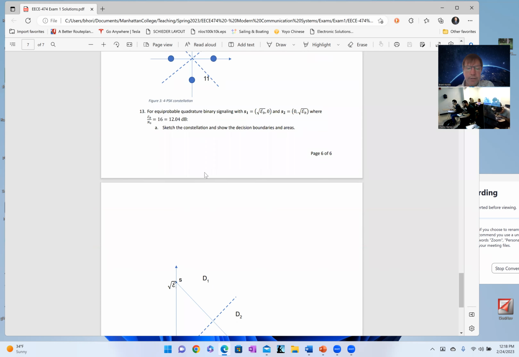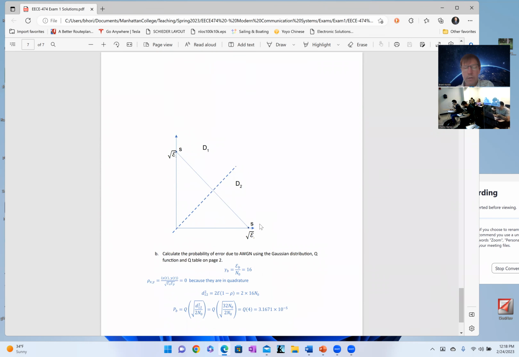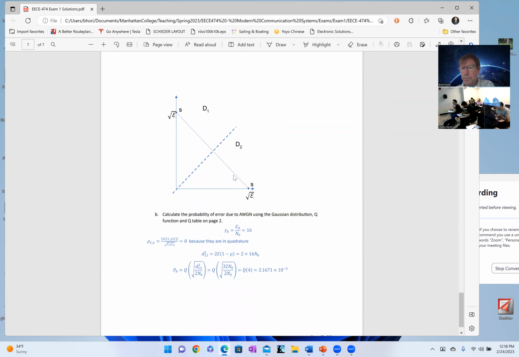I say sketch the constellation. So that's locating these points on the axes, and showing the decision area boundaries and areas, right? So you have two symbols, so you'll have one decision boundary, and that would be a line that, again, we can apply our rule: connect these two points with a line, bisect it perpendicularly with your decision boundary, right?